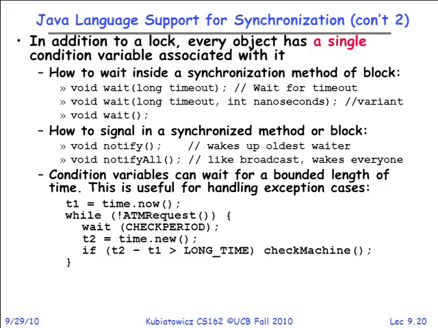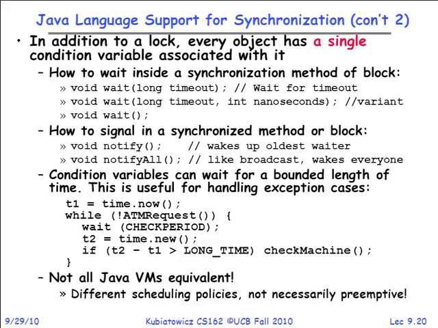So any of the more sophisticated two-condition-variable things, like we did with the readers-writers problem last time, you can't do natively in Java. You'd have to build some structure to deal with it. Questions? Good. And the other funny thing is, of course, not all Java virtual machines are equivalent, so they have different scheduling policies and so on. Sometimes people try to write code that depends exactly on the scheduling policy, and that may or may not be a good thing.